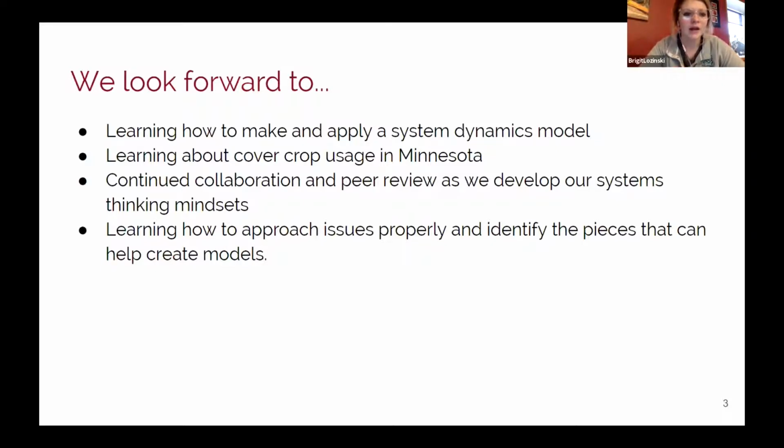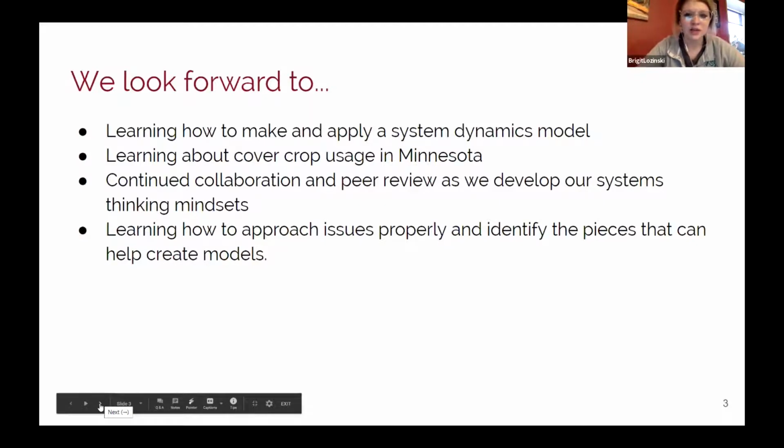For a couple of us, I would say probably Manny and Aaron know more about cover crops and their usage in Minnesota. And so I think that's another thing most of us are looking forward to, is learning more about that, and just an area that a couple of us maybe have never really delved into. So there are some learning curves and challenges there, but definitely a great thing for us to all work together on.